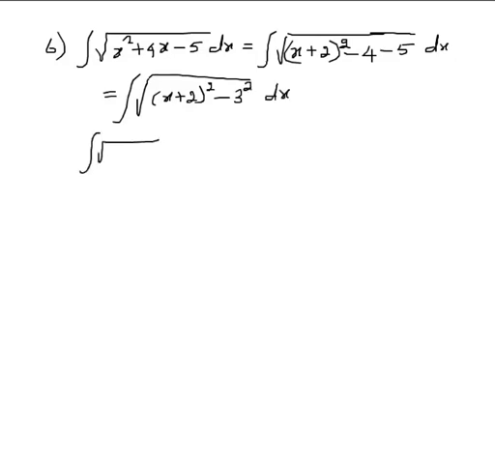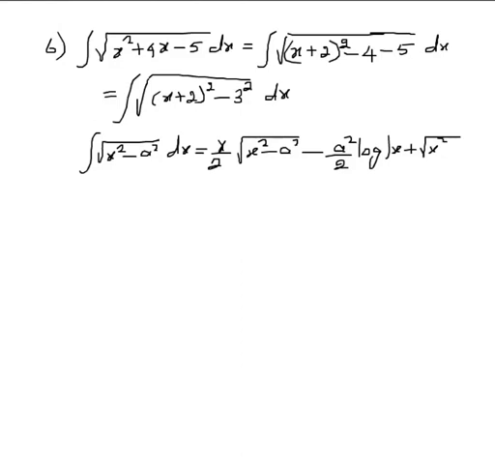Now use the formula of integral root of x square minus a square dx. x by 2 root of x square minus a square. This formula has a minus sign in the middle. Don't forget that. Minus a square by 2 log of absolute value of x plus root of x square minus a square, and plus c.